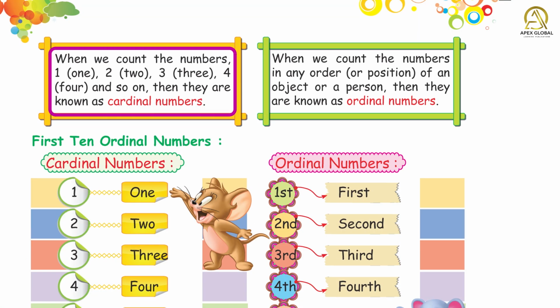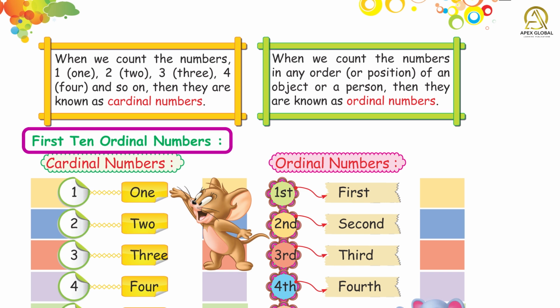When we count the numbers 1, 2, 3, 4 and so on, they are known as cardinal numbers. When we count the numbers in any order or position of an object or a person, they are known as ordinal numbers. First 10 ordinal numbers.